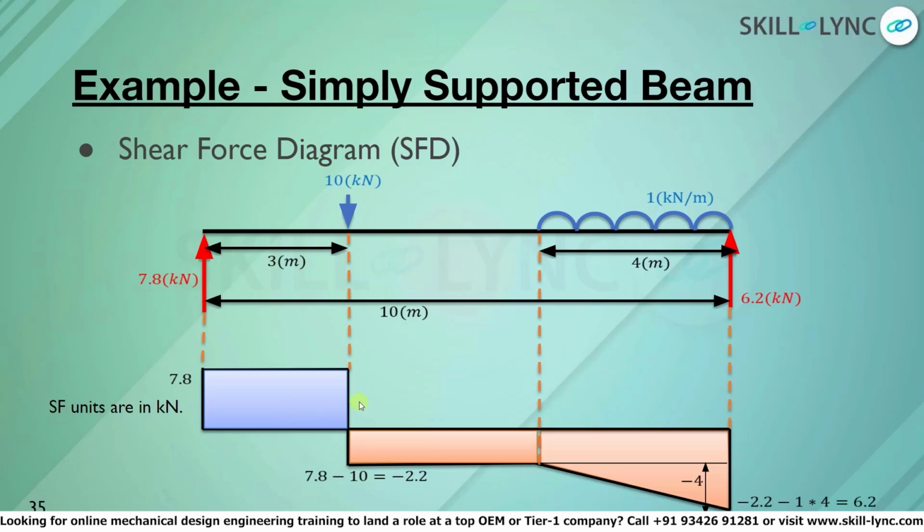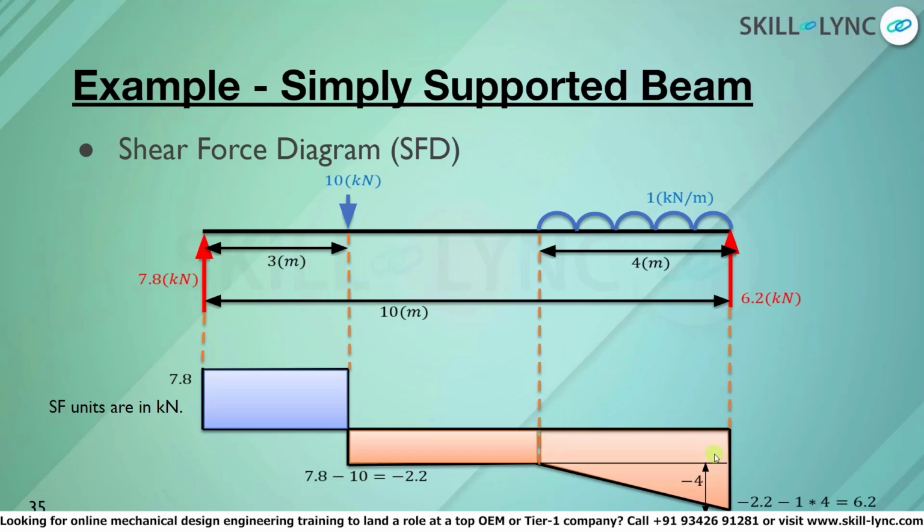This occurs at W1, which is 10 kilonewton acting downwards, or it can also be called a negative force. Thus, the next shear force at W1 is equal to 7.8 minus the 10 kilonewton load, which gives us negative 2.2 kilonewton. Again, shear force remains constant as long as there is no change in the load.